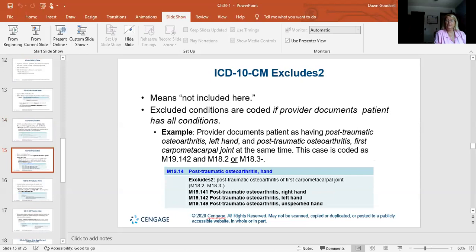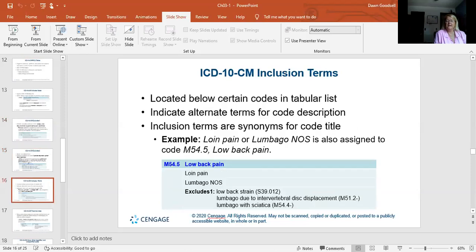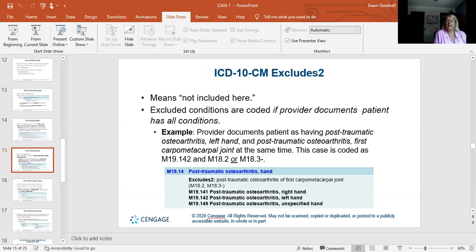this one is an example of post-traumatic osteoarthritis, left hand and post-traumatic osteoarthritis, first carpometacarpal joint at the same time. This case is coded as M19.142 and M18.2 or M18.3. And it says here, M19.141 is post-traumatic osteoarthritis right hand, and then there's one for the left hand, and there's an unspecified hand. So sometimes you can use Excludes notes.